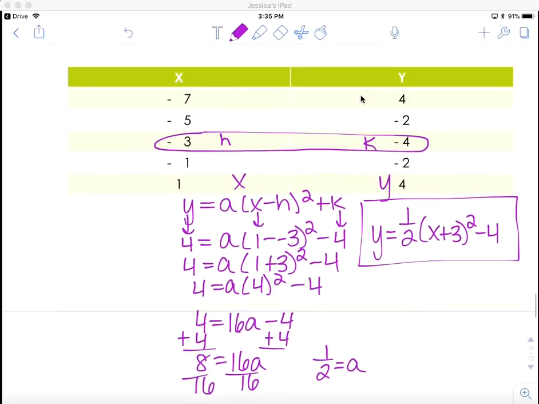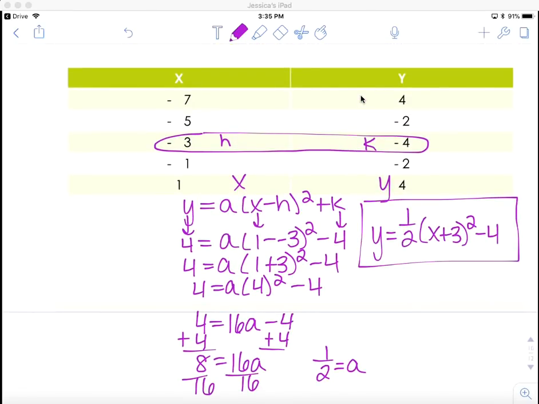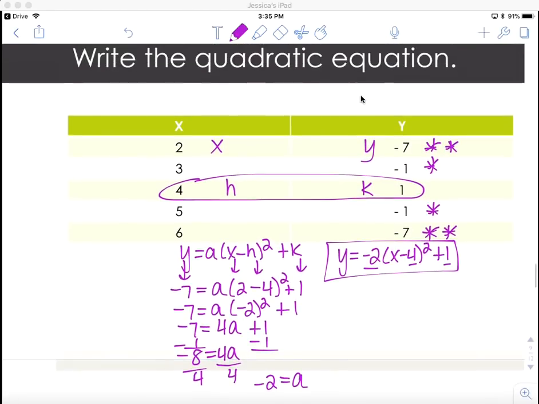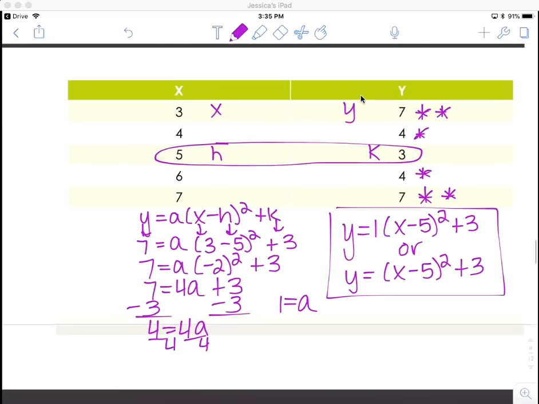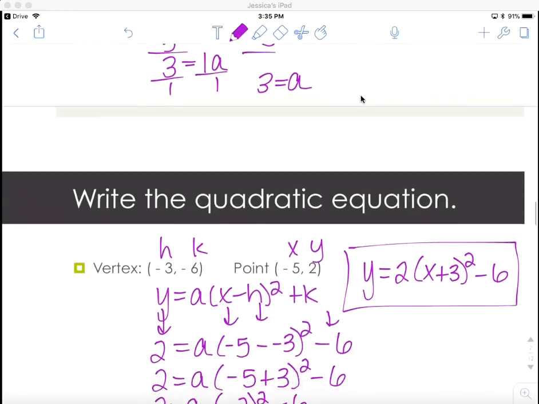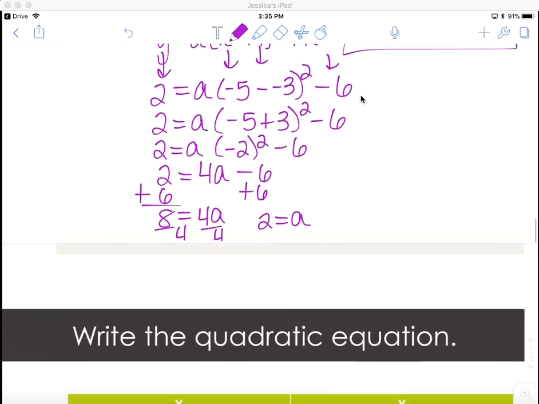That's it for writing equations in vertex form from a vertex and a point. Remember, you can use this method whenever you're dealing with graphs as well. If you prefer to not look for a pattern, you can always plug in a point and a vertex and check for your a value.